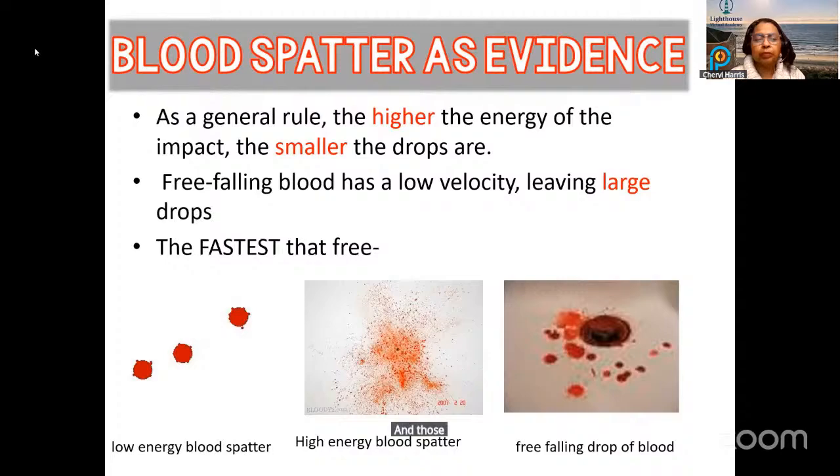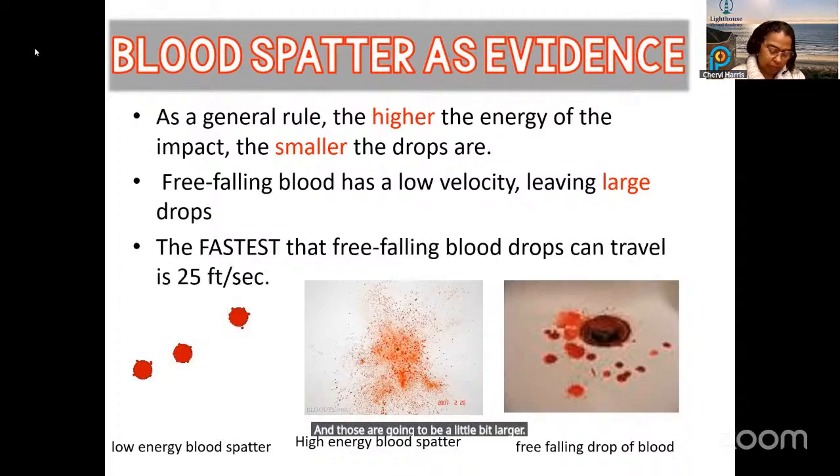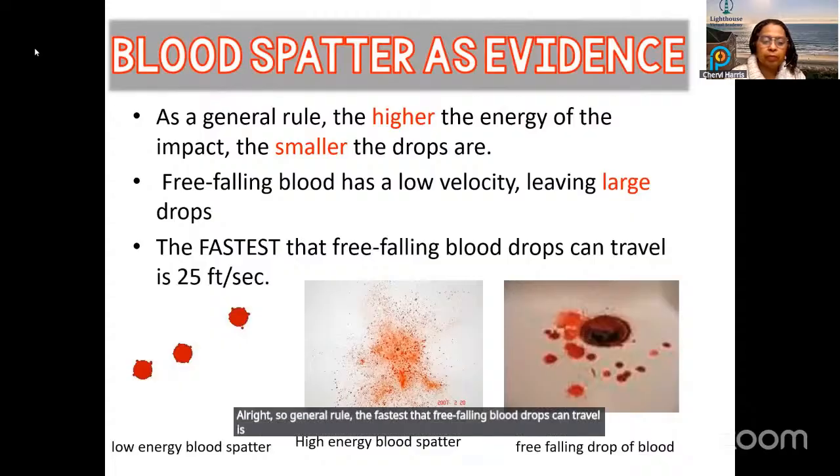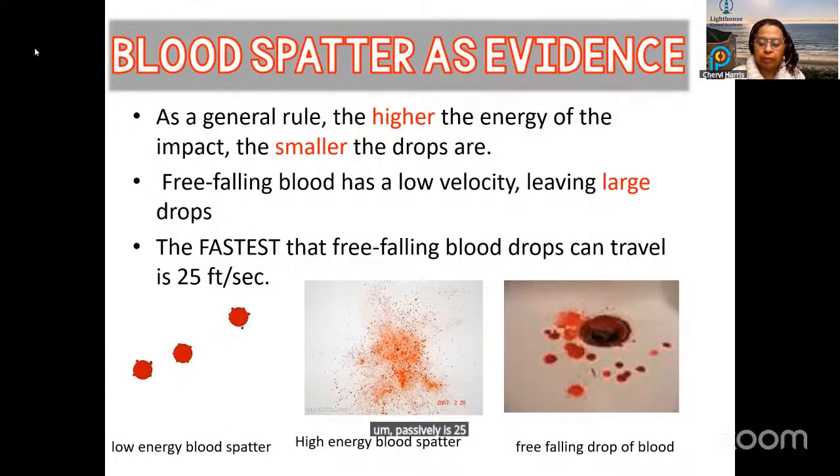And those are going to be a little bit larger. All right, so general rule, the fastest that free-falling blood drops can travel is about 25 feet per second. So that is a passive drop, falls at the hands of the force of gravity, and the fastest that it can travel when falling passively is 25 feet per second.